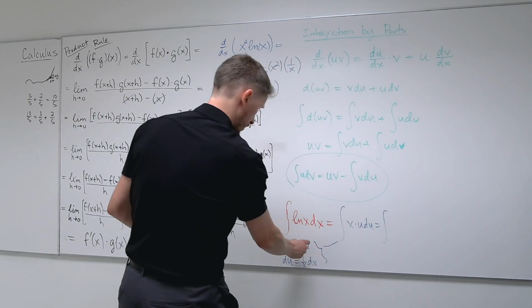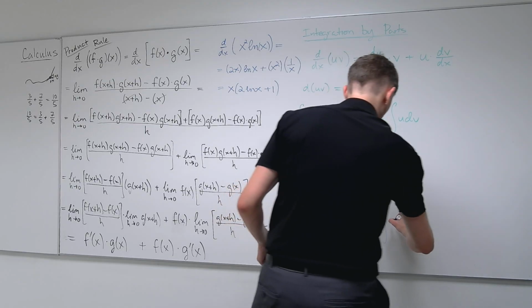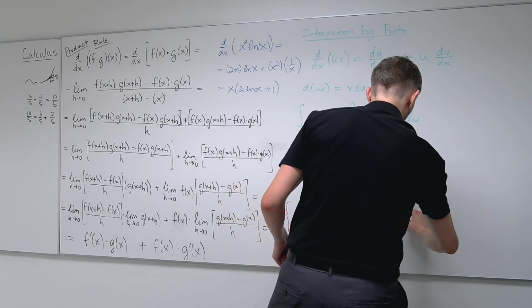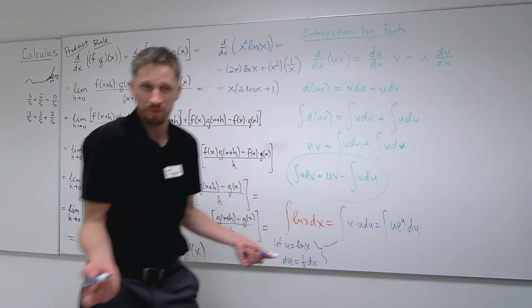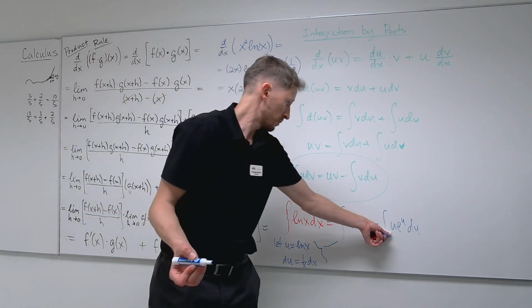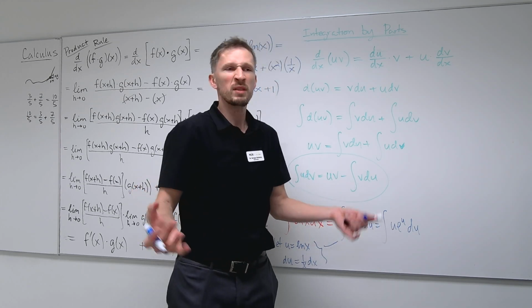What is x? Take e to the u, so it's going to be u e to the u du, and we didn't really get anywhere. It's also tough, this one. So even u substitution fails.